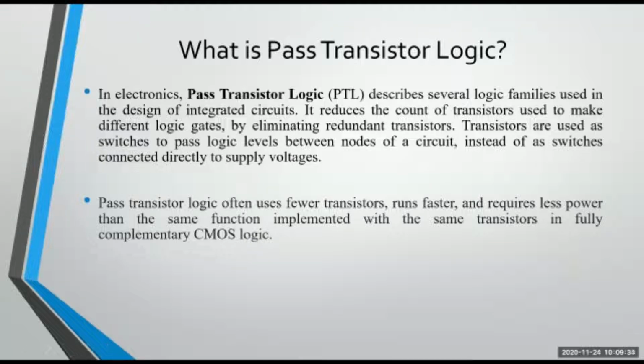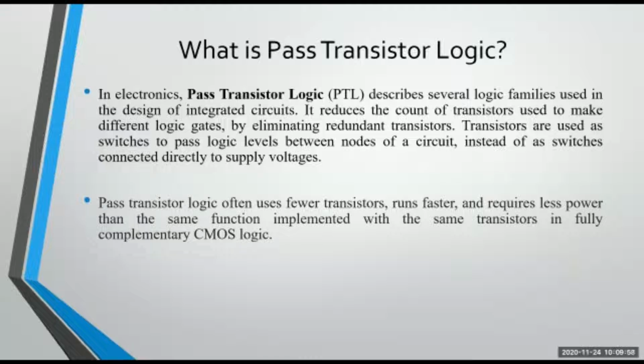So what actually happens with pass transistor logic? Pass transistor logic often uses fewer transistors, and because of this, the operation speed and the robustness will be much greater. That's why it runs faster and requires less power than the same function implemented with CMOS logic structures.